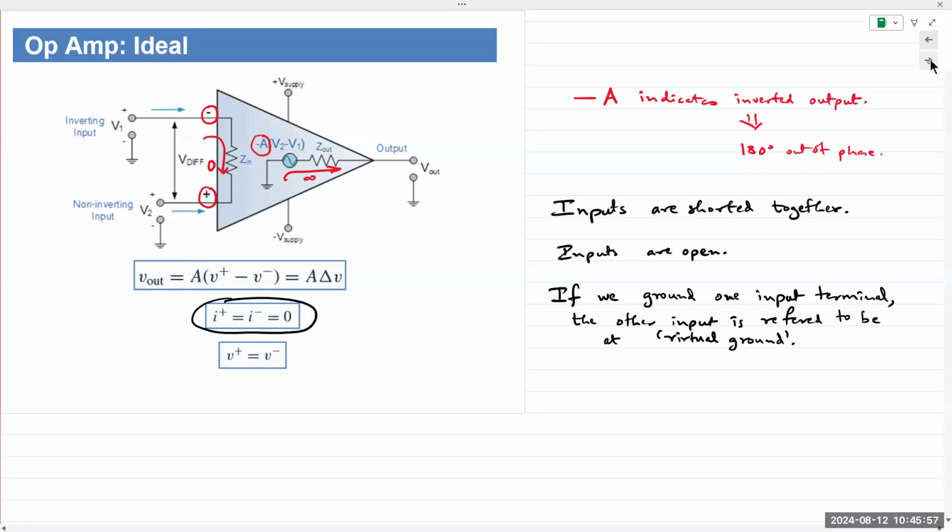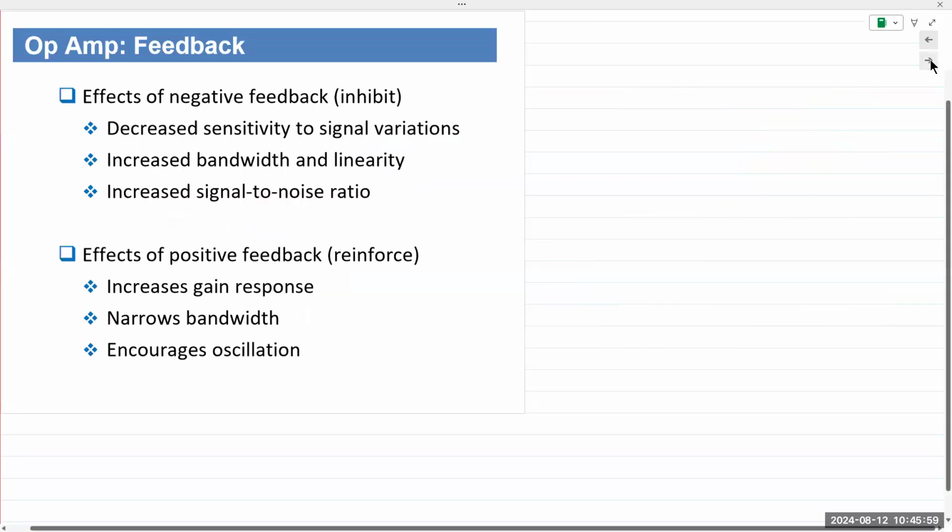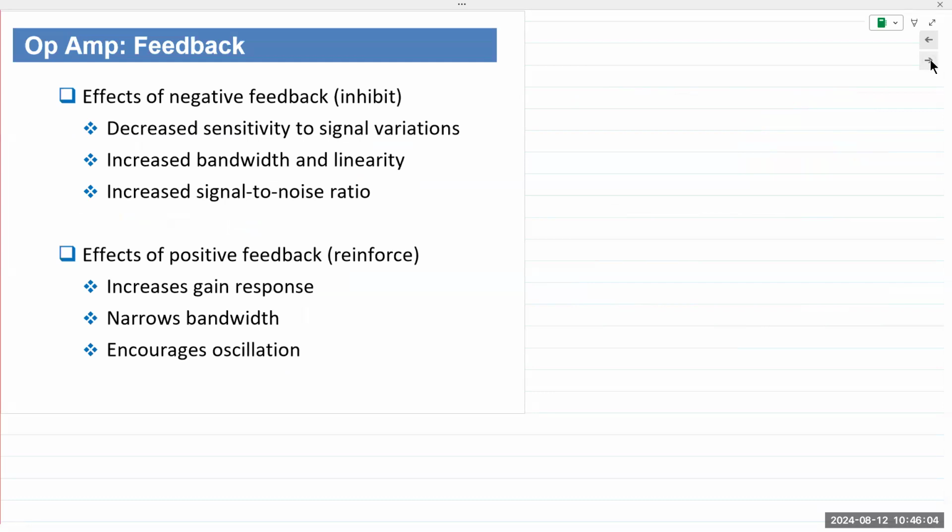Okay, so how do we use those op amps? Well, we provide feedback. The feedback is basically taken from the output and connected back to the input. If you connect it to the negative terminal, we say we are providing negative feedback. If you connect it to the positive terminal, we say we are providing positive feedback. And both kinds of feedback have their own use cases. Depending on the kind of feedback we use, we can create multiple different kinds of circuits.